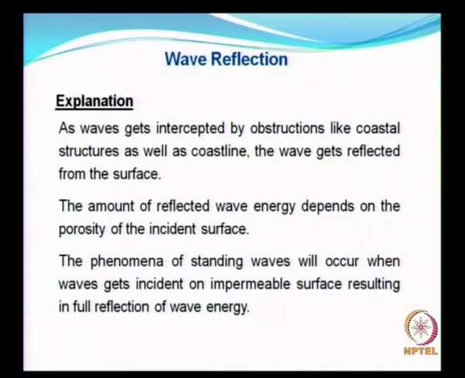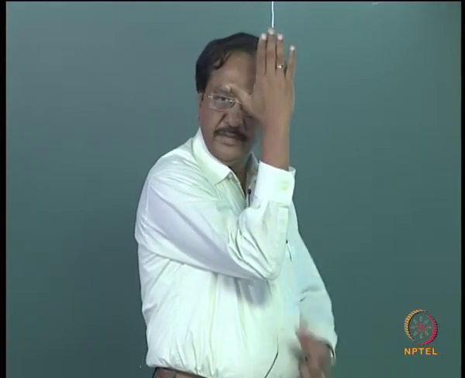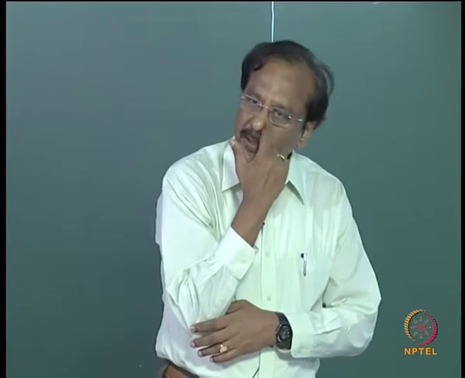If it is a vertical wall, impermeable, entire energy is going to be reflected back, which is termed as clapotis, which we have seen earlier. If it is going to be vertical, you have maximum reflection, and if it is going to be inclined, the reflection is going to be reduced.